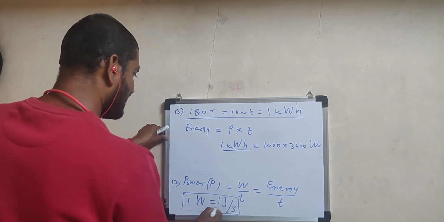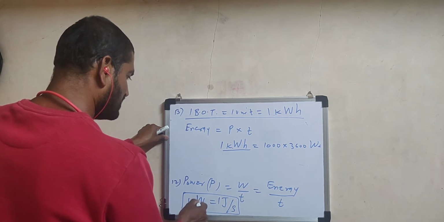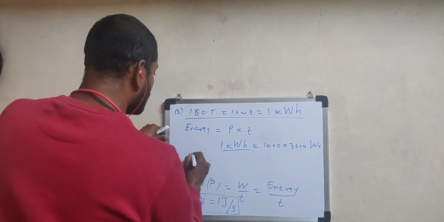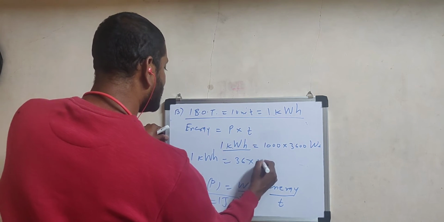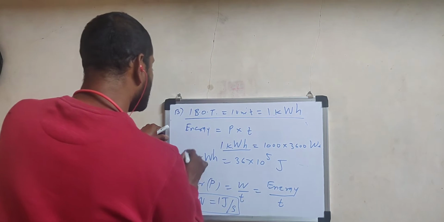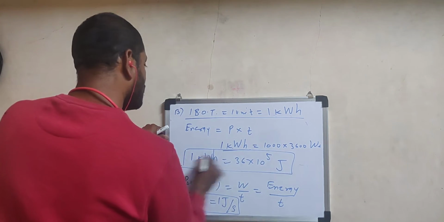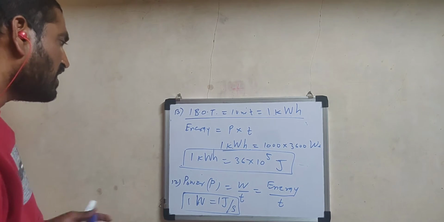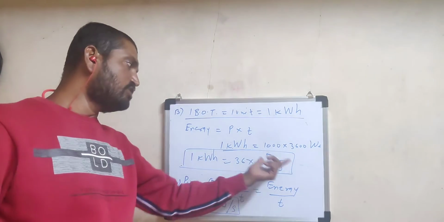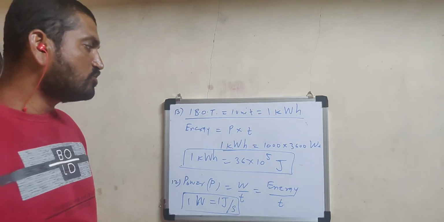But here, watt second means joule. So 1 kilowatt hour is equal to 36 into 10 raised to 5 joule. This is also a very, very important conversion. Many times in competitive examinations, this question may arrive: 1 kilowatt hour equals dash dash joule. So it is 36 into 10 raised to 5 joule.